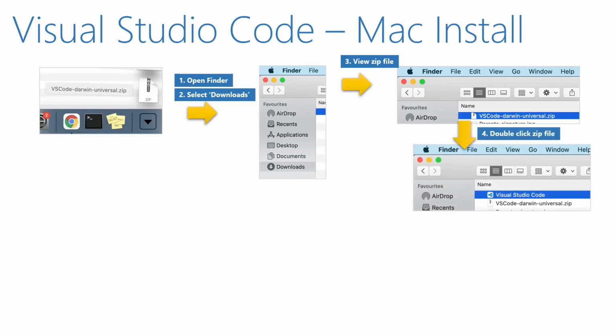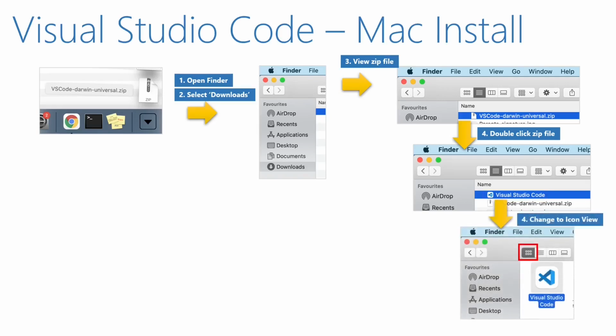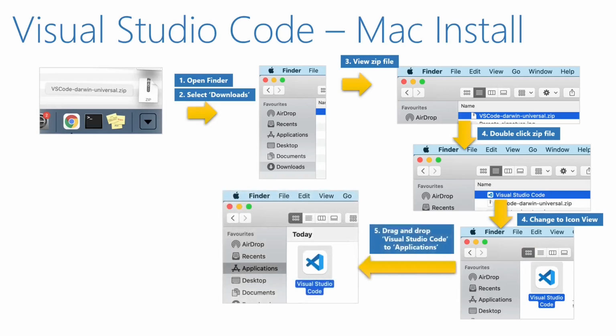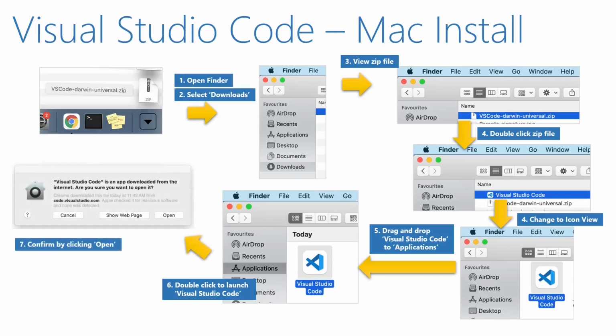After extraction, we should be able to see the Visual Studio Code application file in the Downloads folder. Change the view to icon view. Then drag and drop the Visual Studio Code application file to Applications folder. Then click on Applications folder where you can see Visual Studio Code icon available. Double-click on it to launch Visual Studio Code. When launching Visual Studio Code, a confirmation message will be popping up. Click Open to launch Visual Studio Code.